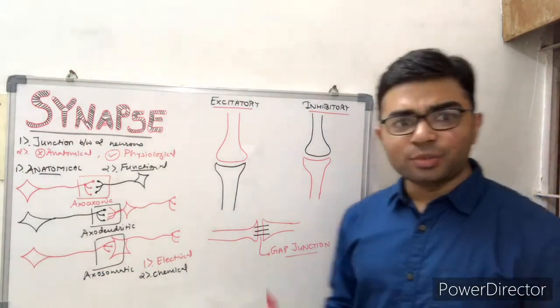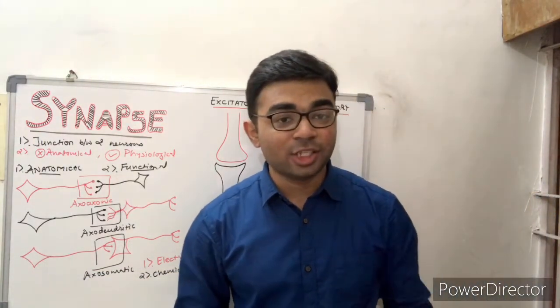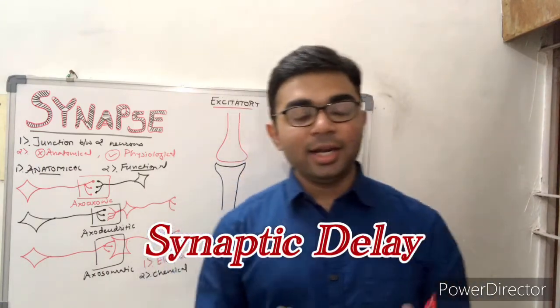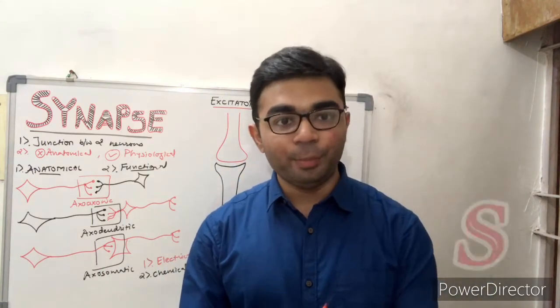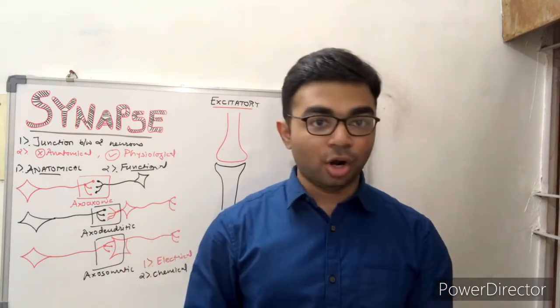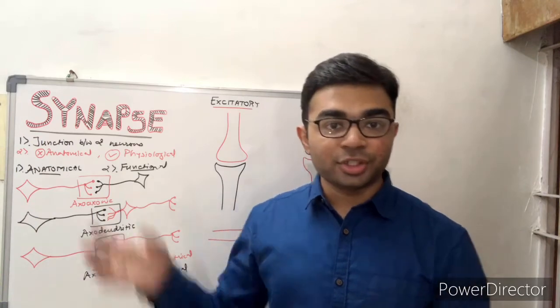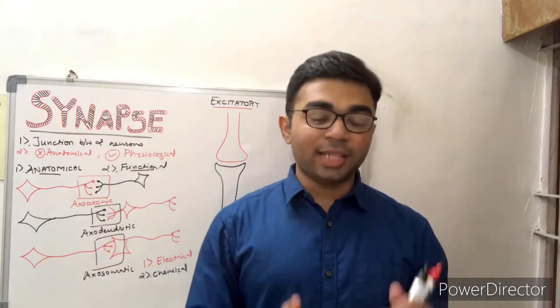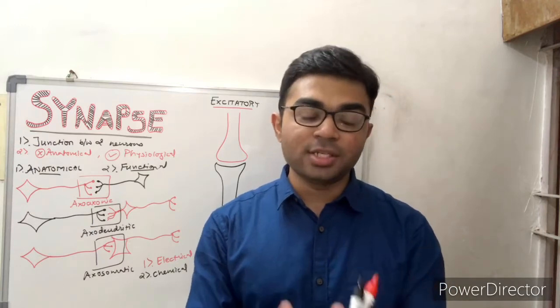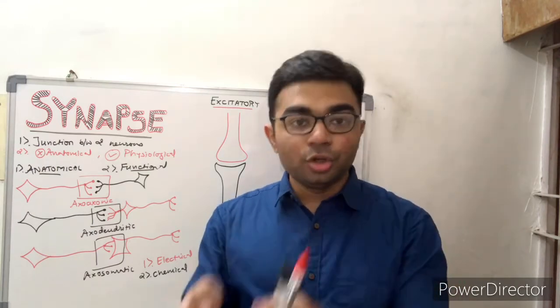Another small concept that I would like to explain at this point is synaptic delay. What is synaptic delay? It is the time taken for an impulse to shift from one neuron to another neuron. I will explain the whole procedure later, but for now remember that synaptic delay is the time taken for an impulse to change the neuron.